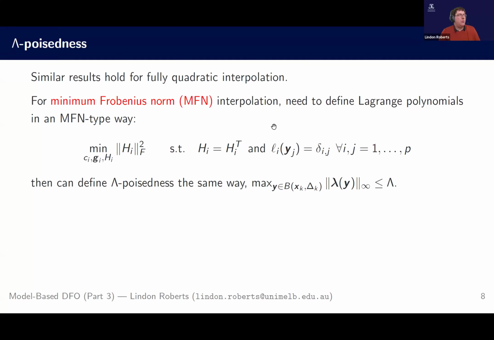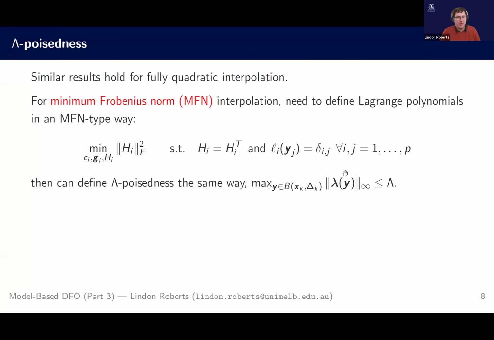The way we need for this to work is we need to define our Lagrange polynomials, which are still going to be quadratic because it's a quadratic interpolating model, but we need to define them in kind of a minimum Frobenius norm type of way. So what I'm going to do, if I want to find Li, I'm going to solve a minimum Frobenius norm problem with the interpolation constraints that match what the values of Li are supposed to be at the points that I know. So this is sort of solving exactly the equivalent problem that we would expect. Once we do that, we've defined our Lagrange polynomials.